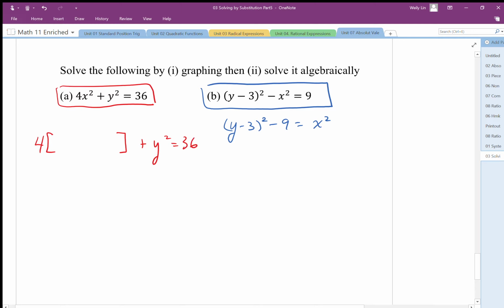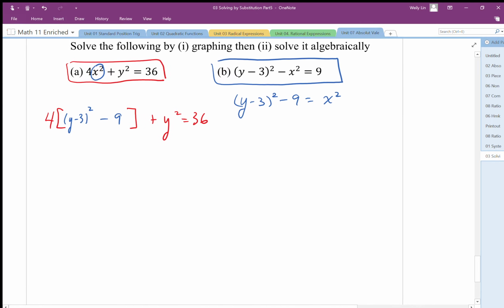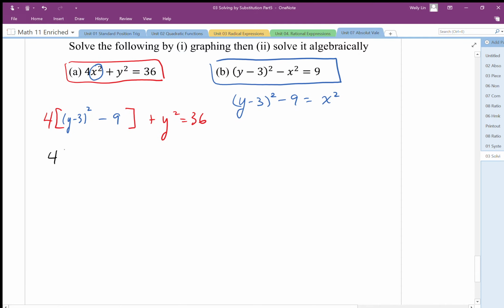Okay, so I'm not going to replace the x, but I'm going to replace the x squared, so the whole thing. And when I replace x squared, I'm going to replace it with y minus 3 squared minus 9. So I've done a like for like replacement. I only have one variable left, so then I'm going to solve this. So solving this, I need to expand out these brackets.